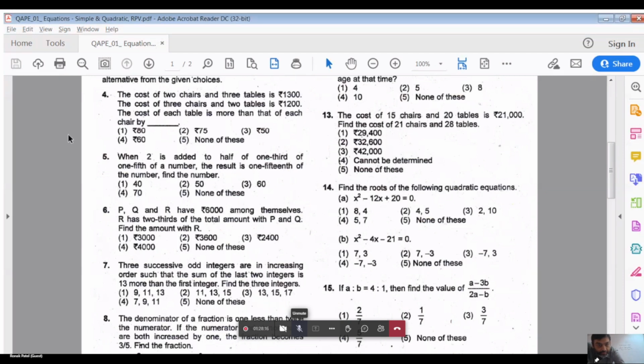Everyone? Can you see the board, everybody? Parallelly? No, sir. Yes, okay.